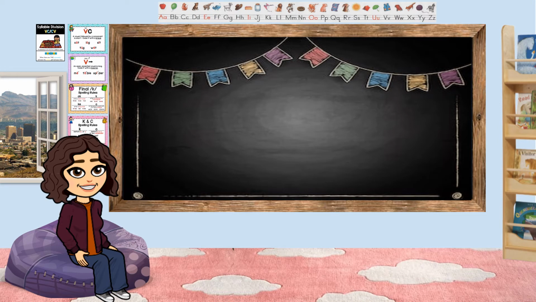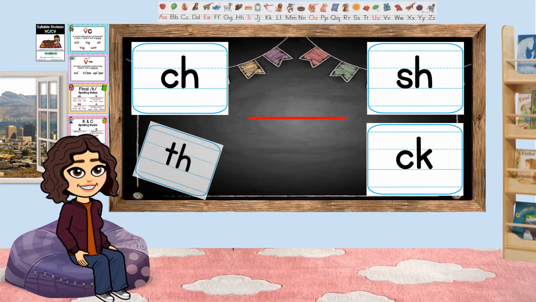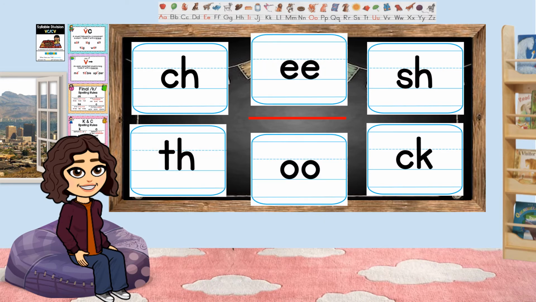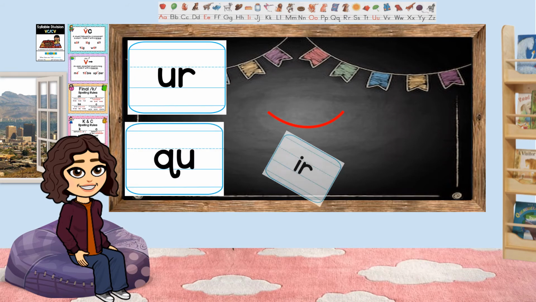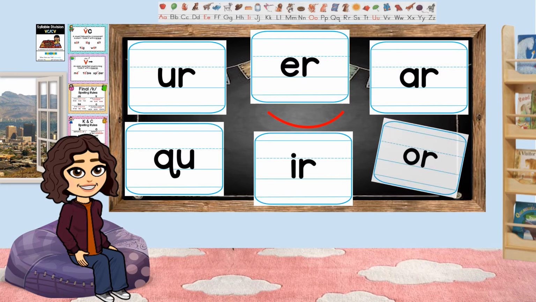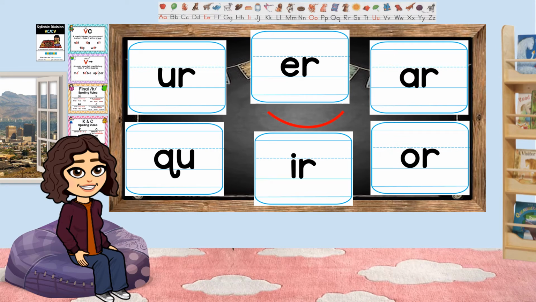How do we code a digraph? We draw a line under it. And so far we've learned about digraph CH, digraph CK, digraph SH, digraph TH, digraph EE, and digraph OO. How do we code a combination? We draw an arc under it. And so far we've learned about combination UR, combination QU, combination IR, combination ER, combination AR, and combination OR.